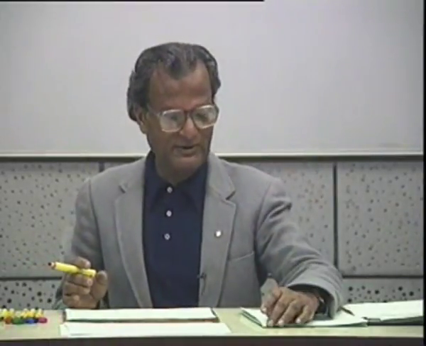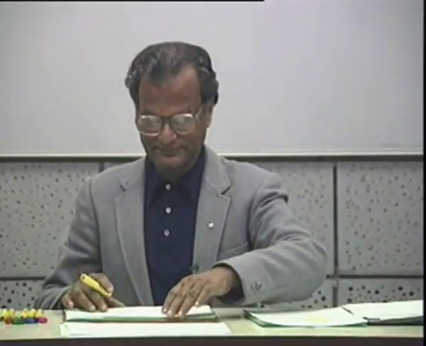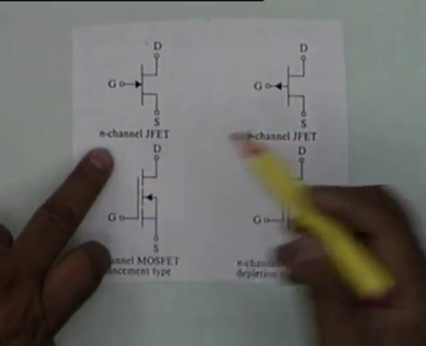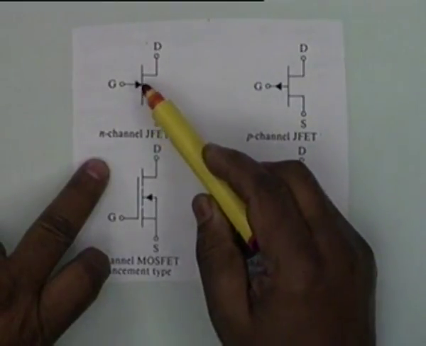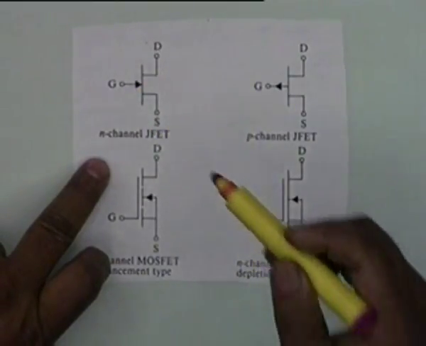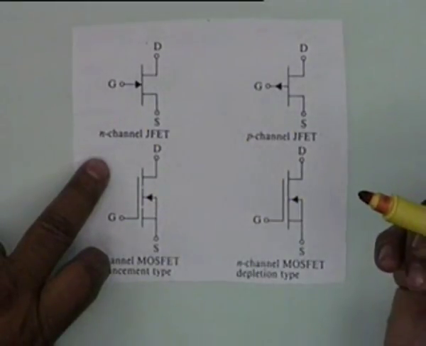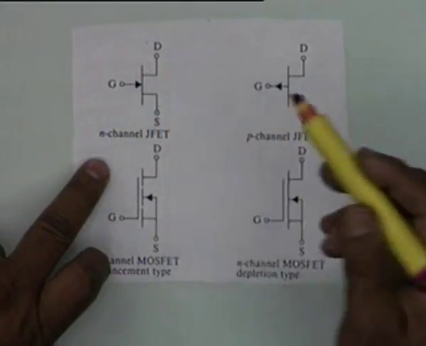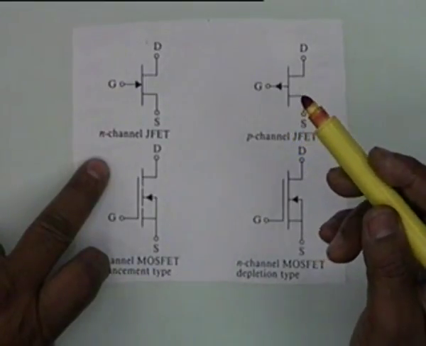Now, the symbol that is used for FET is like this. For an N channel FET, we indicate this. Note the direction of the arrow. The gate points inside, and then D and S, there are two, the source and the drain. They are mostly interchangeable. There is nothing to choose between them.